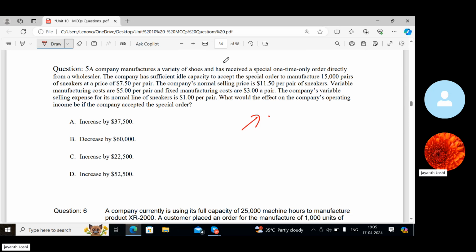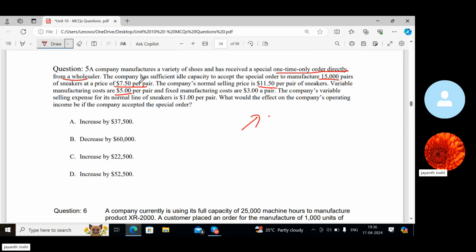A company manufactures a variety of shoes and has received a special one-time only order directly from a wholesaler. They got a one-time order. The company has sufficient idle capacity to accept the special order to manufacture 15,000 pairs of sneakers at a price of 7.50 per pair. The company's normal selling price is this per sneaker. Variable manufacturing cost is $5.